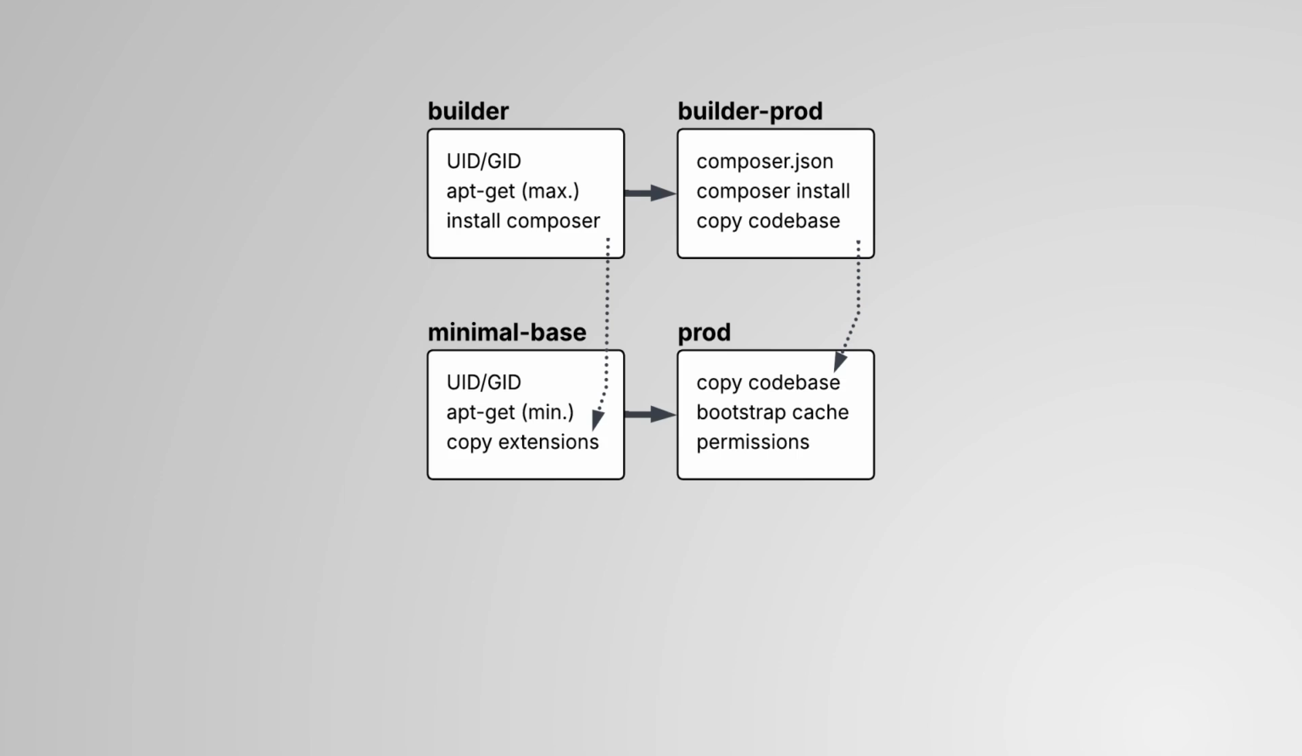To accommodate other targets, which we'll discuss in a second, we have to split builder and build prod targets and split minimal base and prod targets, with prod being the ultimate image to deploy in production.